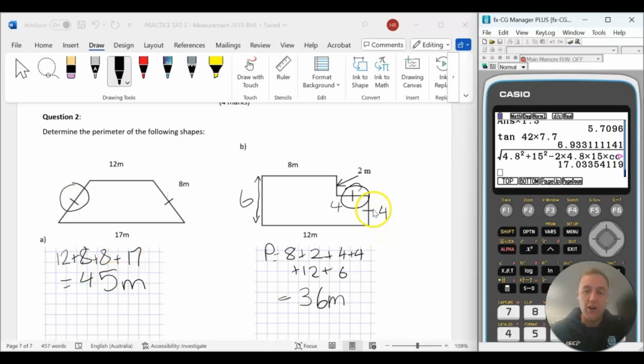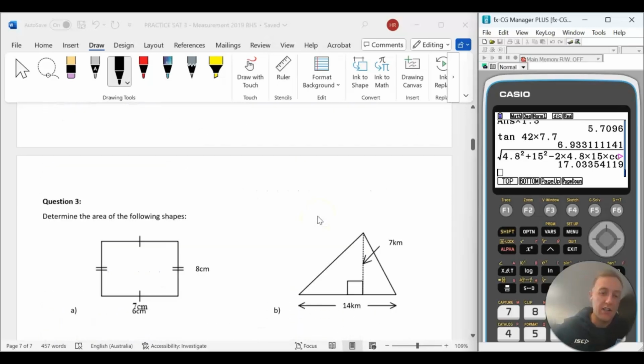Question B, we have a couple unknown sides here, and the way I got it to 4 is because this bottom side is 12, this top side's 8, so that indicates that that's got to be the difference between those two, which is 4. That line means that they're the same. How I got to 6, well, 4 and 2, that gives us 6. Add them all together, that gives us 36 meters.